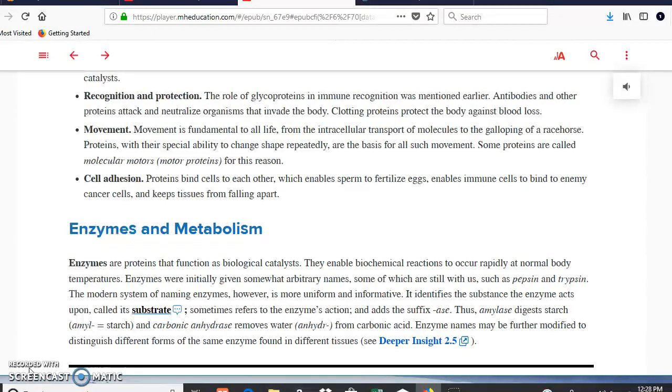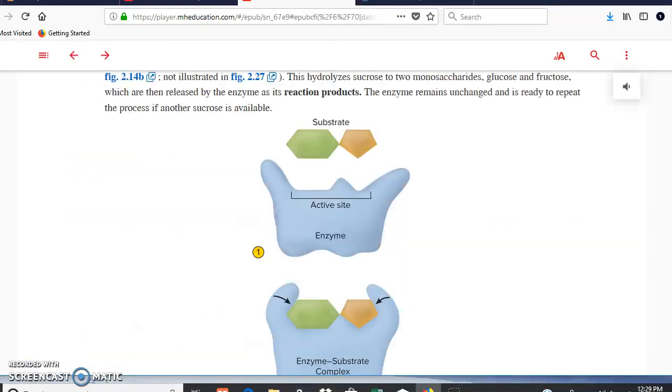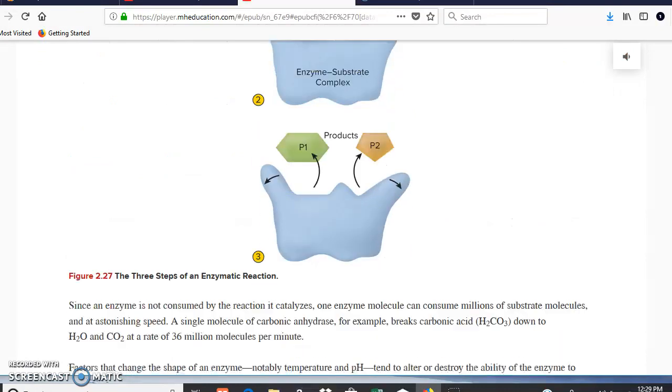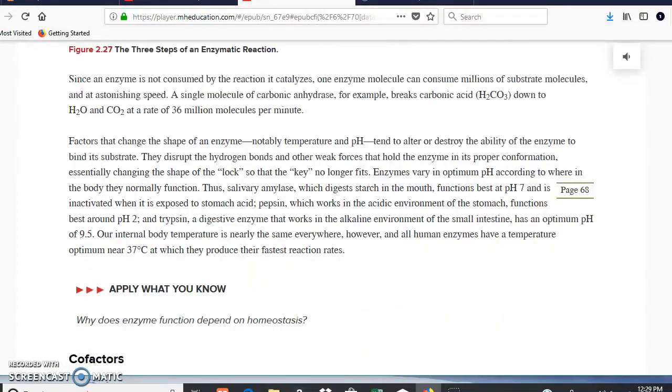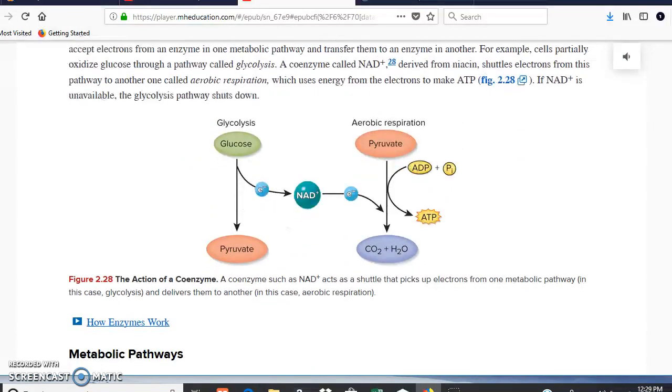Enzymes need cofactors or coenzymes. Cofactors are inorganic, such as, for example, iron, and coenzymes are organic, such as, for example, vitamins. Cofactors and coenzymes are necessary in order for the enzyme to work. So as we scroll down, you see in there the enzyme with the active site and the substrate going in there. Okay, and also you have in there cofactors and coenzymes that we already mentioned in this part.